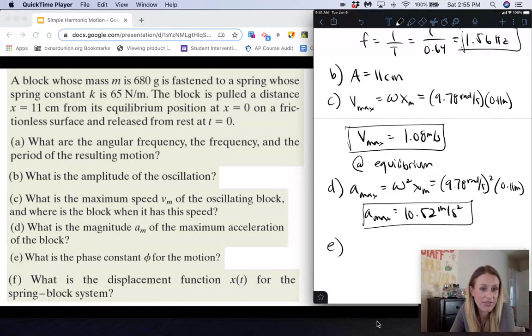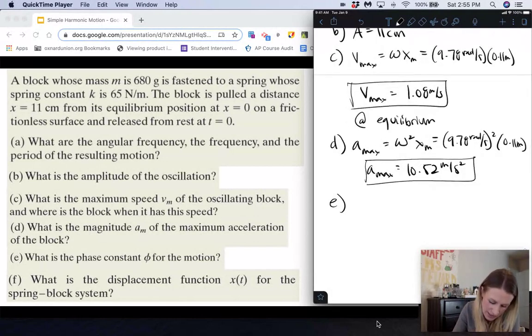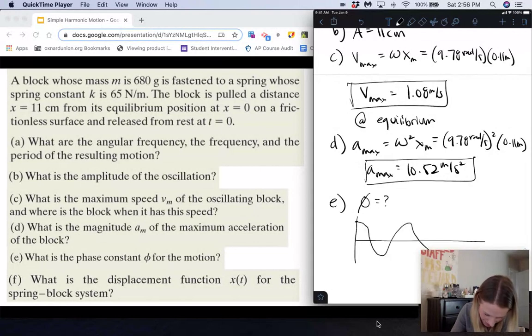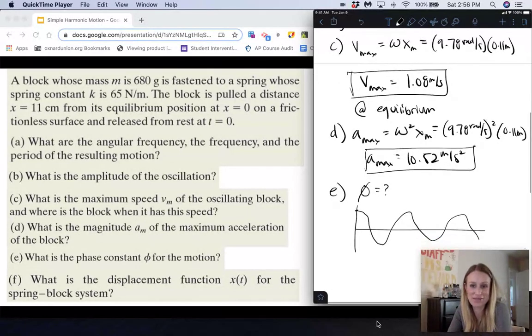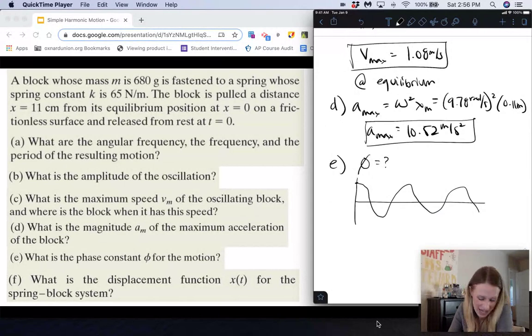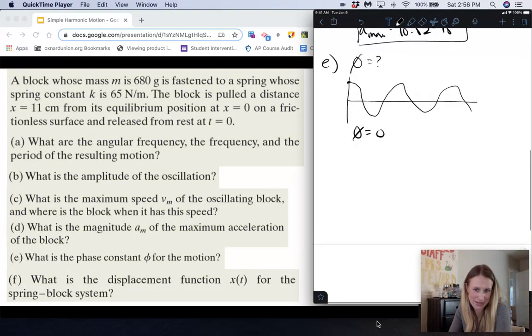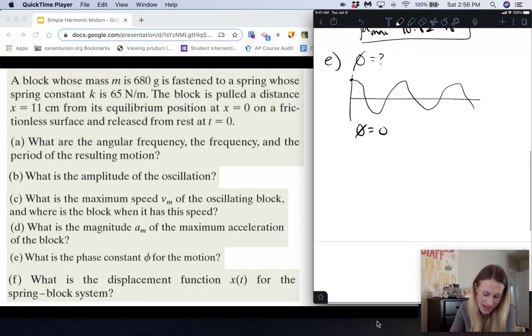E, what is the phase constant phi for the motion? Since we actually pull it back to a positive position, if we kind of graph this motion, and I'm sorry, my graph is very shaky, because we let it go, that just looks like a cosine curve. So that means that our phi is actually 0.